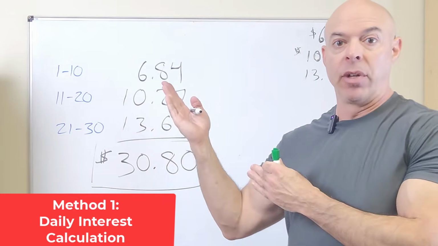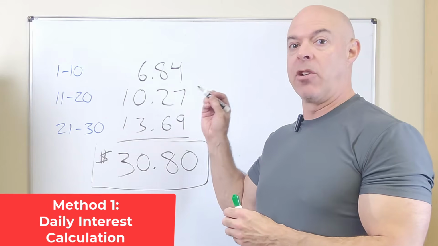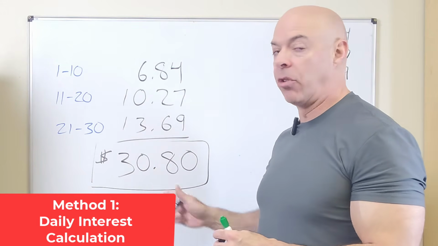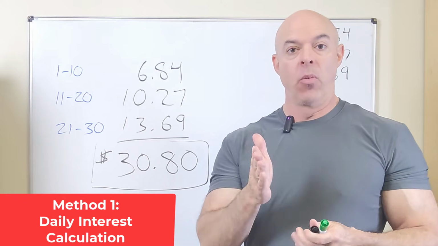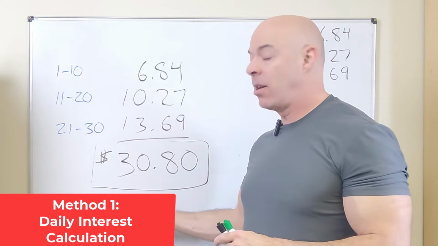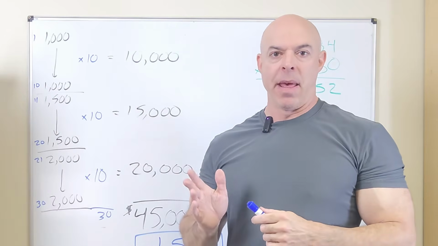That would be your interest for one billing period, 30 days. You started with 1,000, you went to 1,500, you went to 2,000. We calculated the interest on a daily basis, added it all up, and got $30.80. That's one way of calculating the interest. Now I'll show you another way, and if I do it right, we should get the same result. So here is the second method.